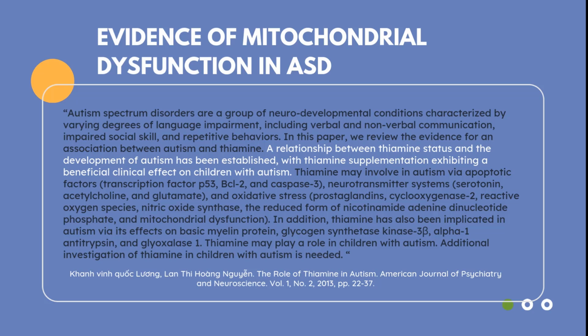This is another really good paper, the role of thiamine in autism. Remember that the pyruvate dehydrogenase enzyme complex has the cofactors B1, B2, and alpha lipoic acid. B1 is, I would say, particularly important. The subunit E1 of the pyruvate dehydrogenase complex is quite large. There are more of them on the enzyme, and so thiamine is particularly important, but B2, riboflavin, is also important. A relationship between thiamine status and the development of autism has been established, with thiamine supplementation exhibiting a beneficial clinical effect on children with autism.